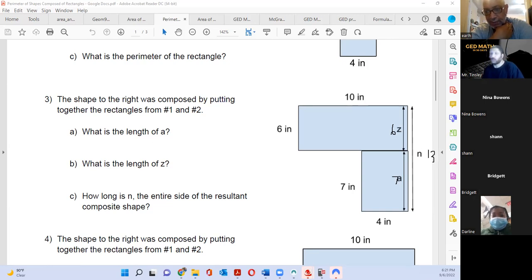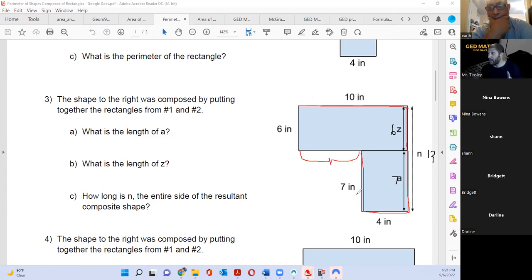Now, remember I told you perimeter is distance around. So we had this 10. We had this 6. We had this 7. We had this 4. We had this 7. We're missing a side here. That should be 4.